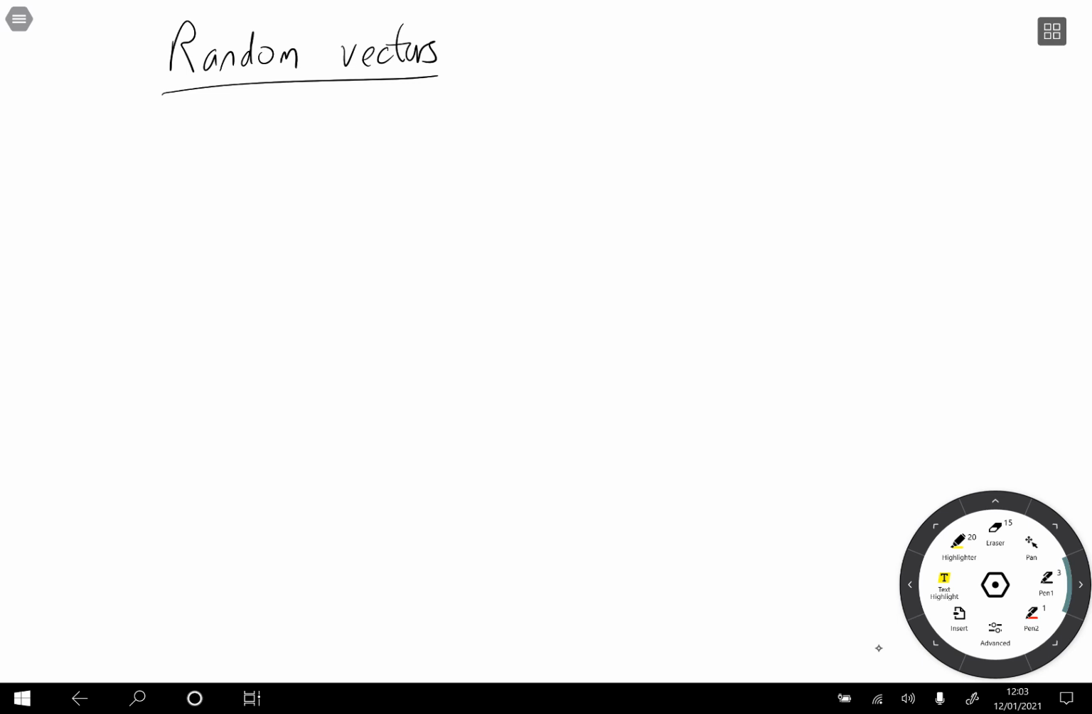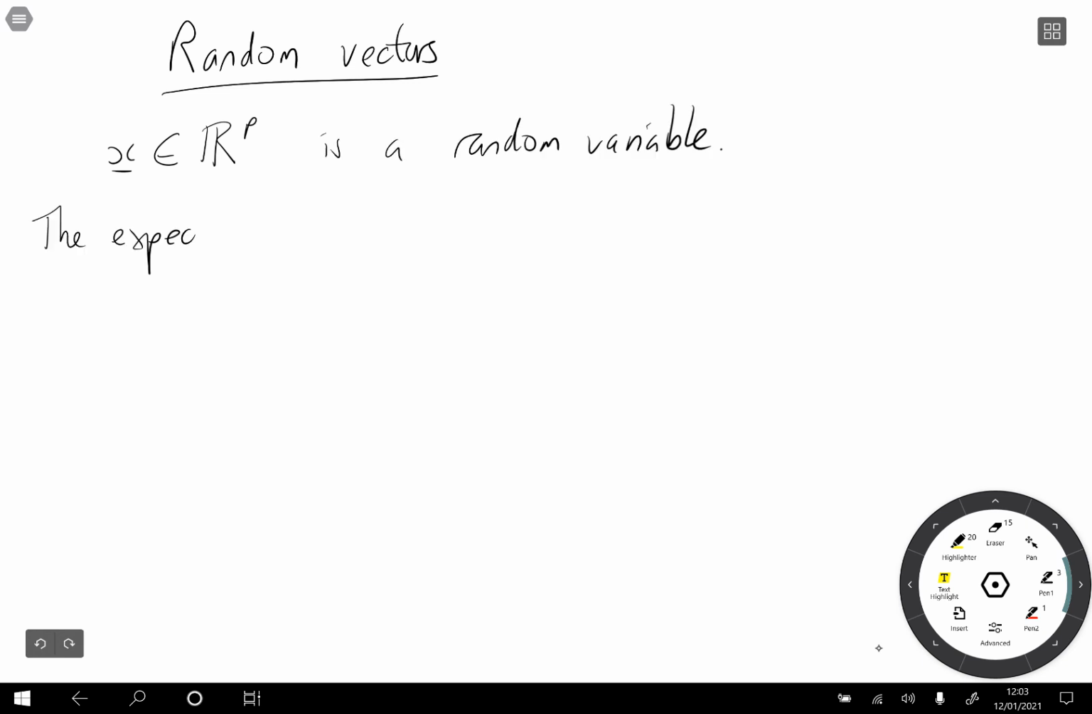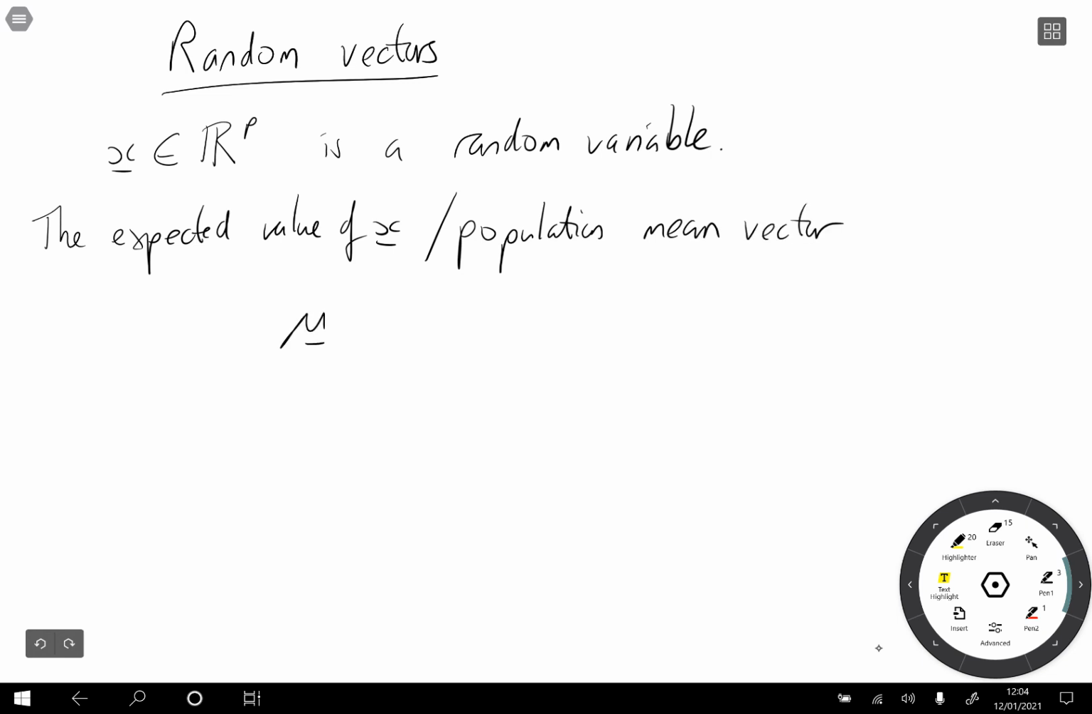So this section of the note is on random vectors. So let's suppose x is a random variable and it lives in R^p, so there's p different random variables. Then we can say that the expected value of x, or sometimes called the population mean vector of x, we're going to call this mu, where mu is the expected value of x.